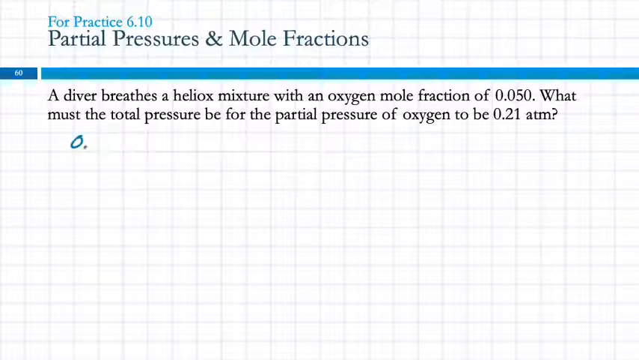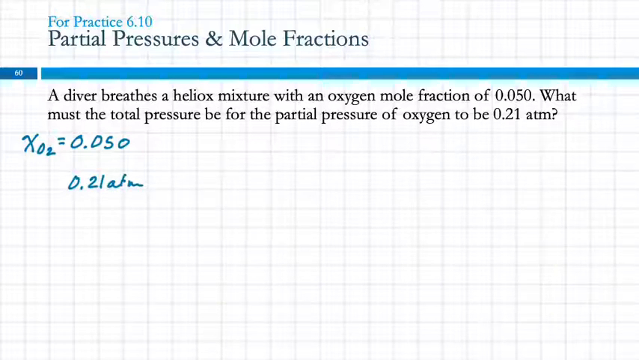So we've got 0.050, and that's the mole fraction for oxygen, so that's big funny X, chi O2. Or if you can't remember that, you could just write mole fraction of oxygen. And then we've got 0.21 atmospheres, and that's the partial pressure of oxygen, so that's PO2. And then the question is, what's the total pressure? So that's PT. P total equals what?